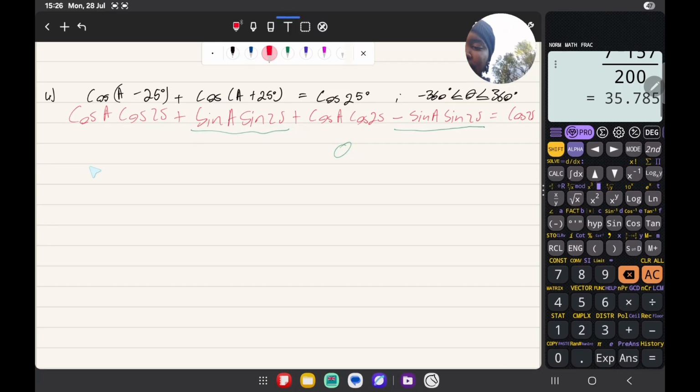So therefore you have cos a cos 25 plus cos a cos 25, saying what? Equals cos 25.